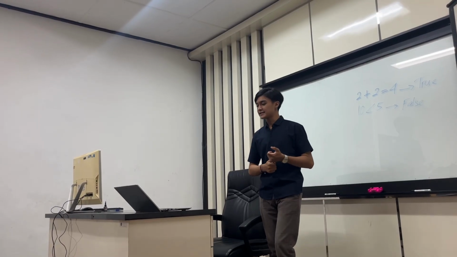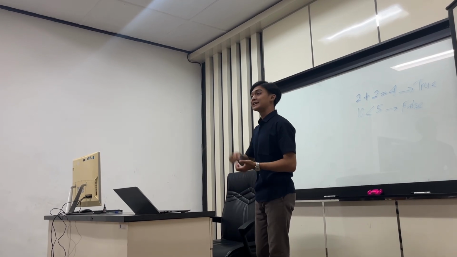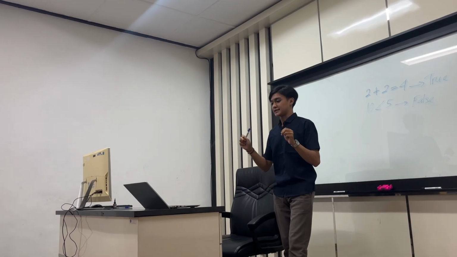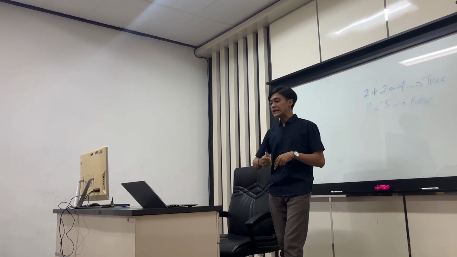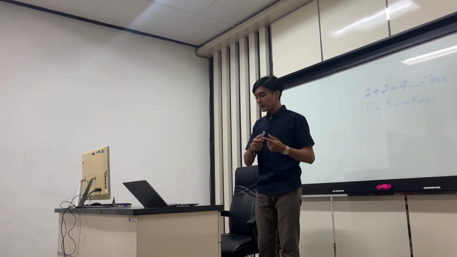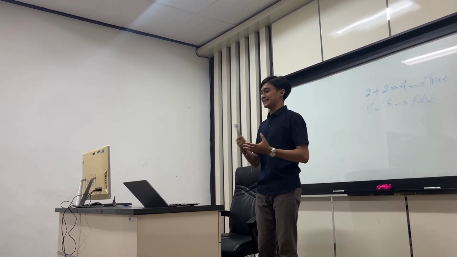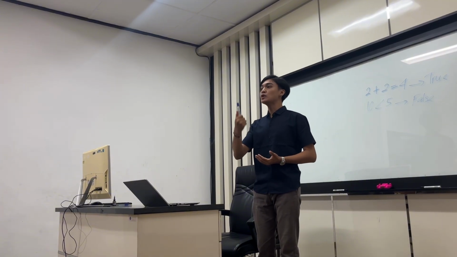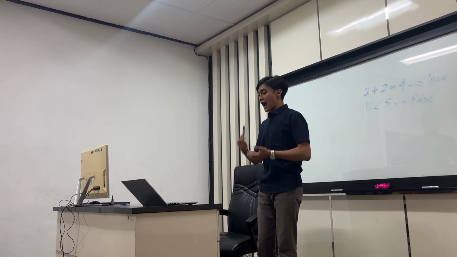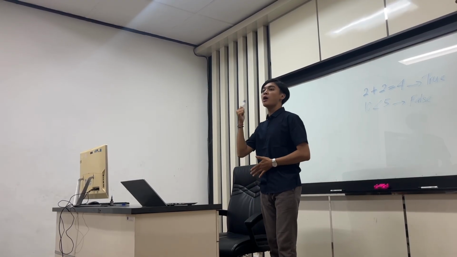So the next is conjunction. A conjunction connects two statements using "and". It is true only if both statements are true. For example, P: I study. Q: I do homework. P and Q: I study and I do homework.